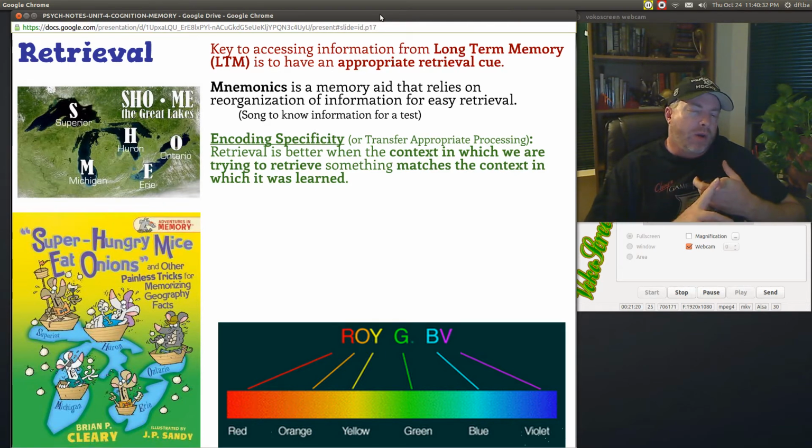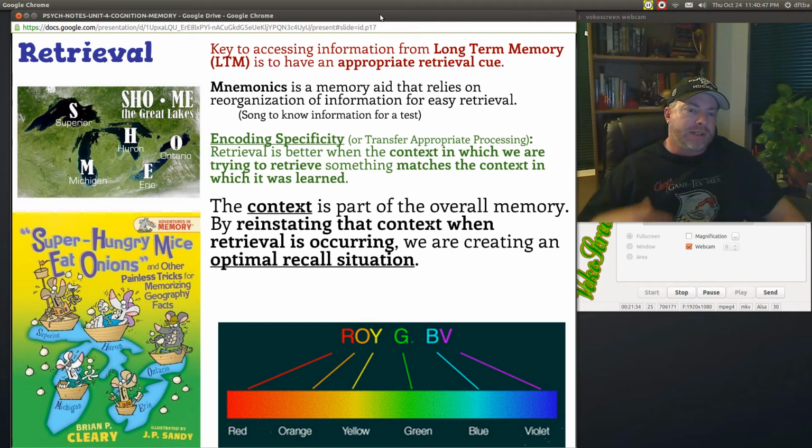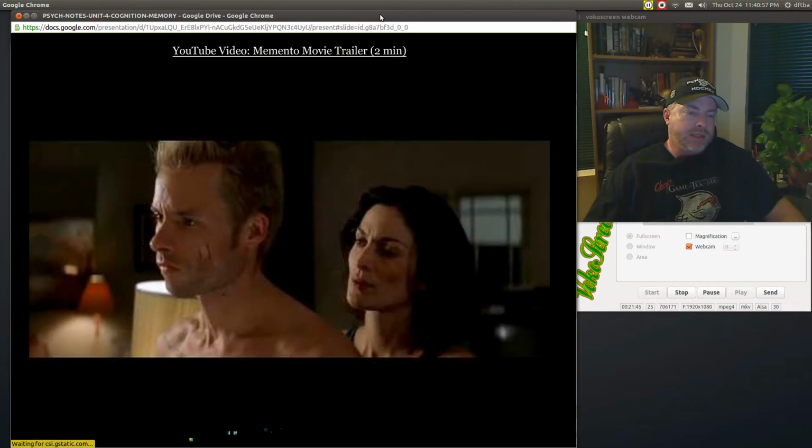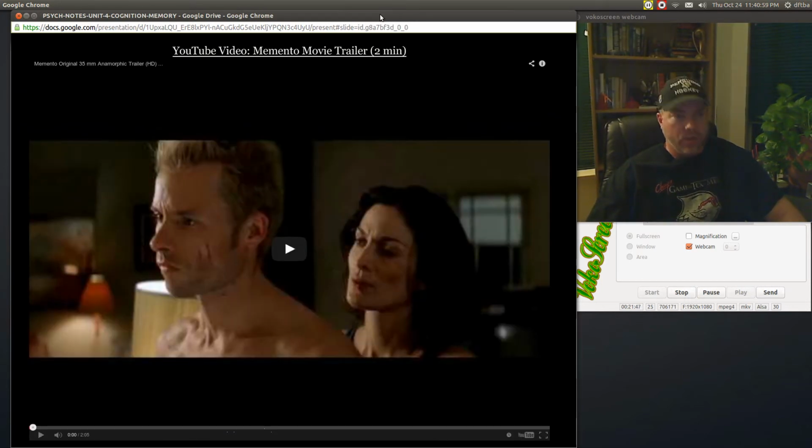That's a small way, but there's another way of looking at this too, like the context, understanding the events around it, whether it's point of view or which subject it is. Context is a part of the overall memory, and by restating that context when the retrieval is occurring, we're creating an optimal recall situation. What does this mean? It means context is super important.